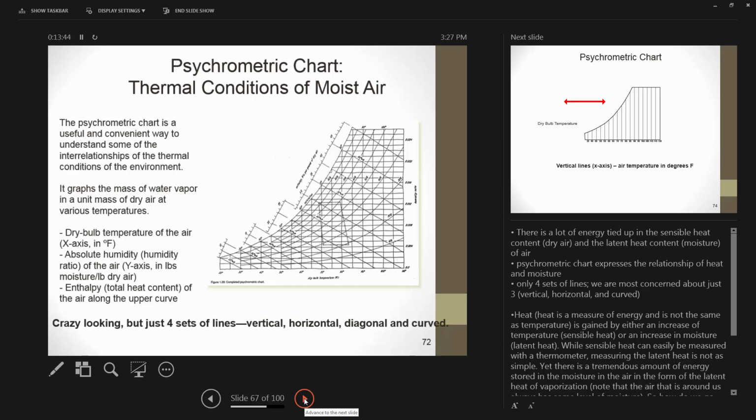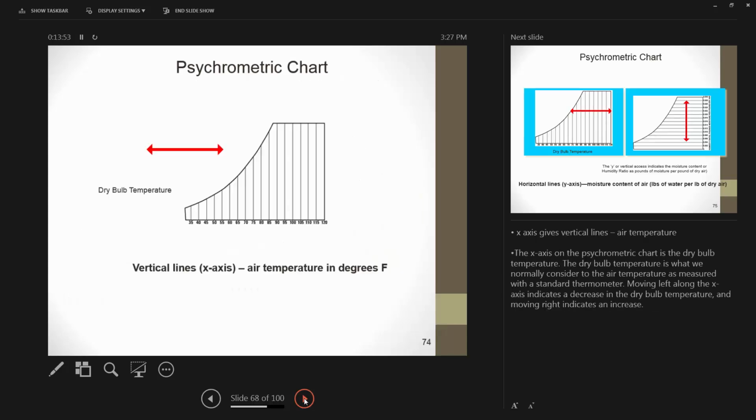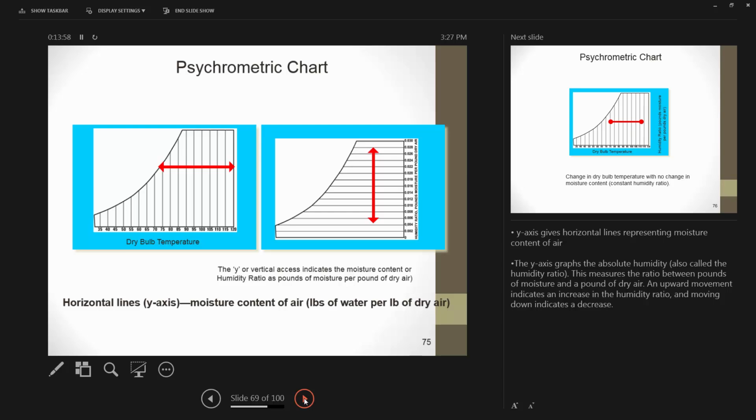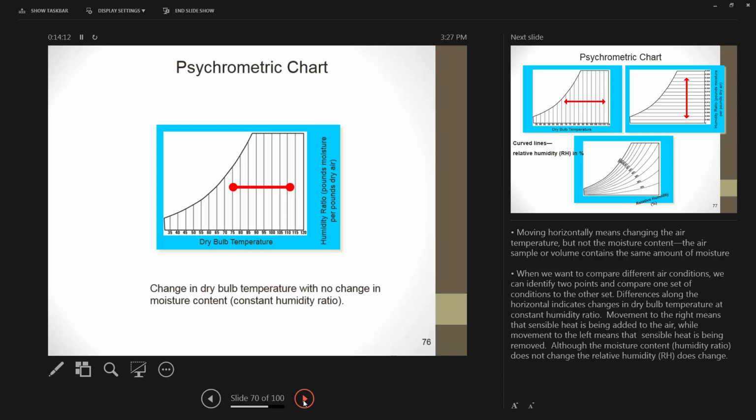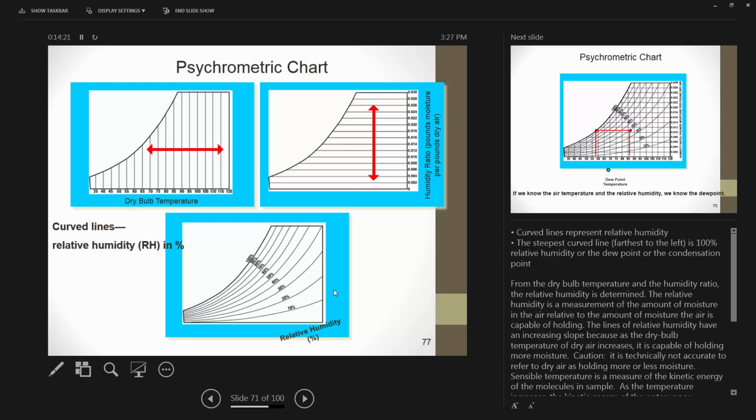And if you get involved in any HVAC activities, you'll get pretty familiar with the psychrometric chart. The vertical lines are degrees Fahrenheit, and then you add in the horizontal lines, and that's the moisture content of the air, in pounds. And then you've got your delta T and temperature range, and then your curved lines on there are your relative humidity.